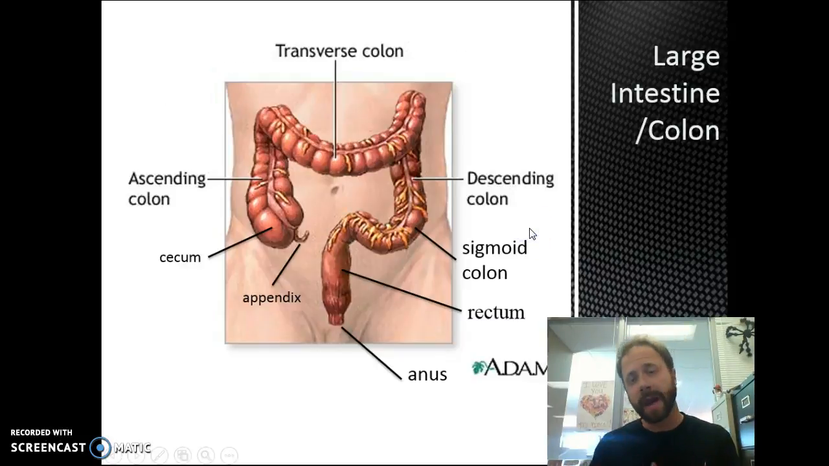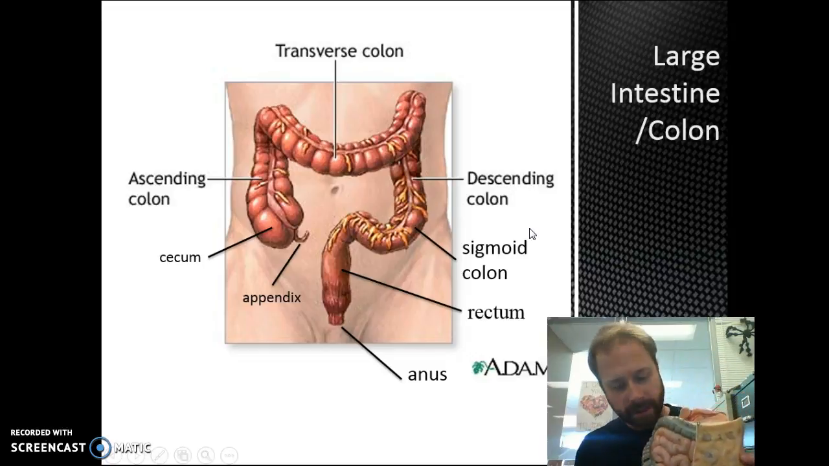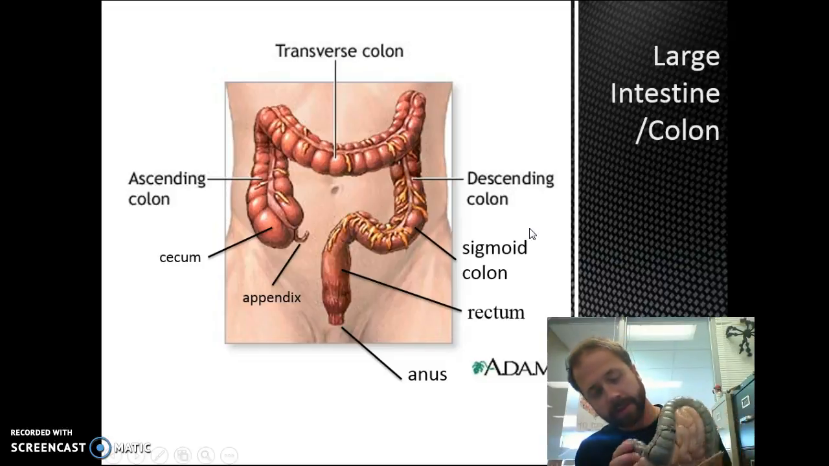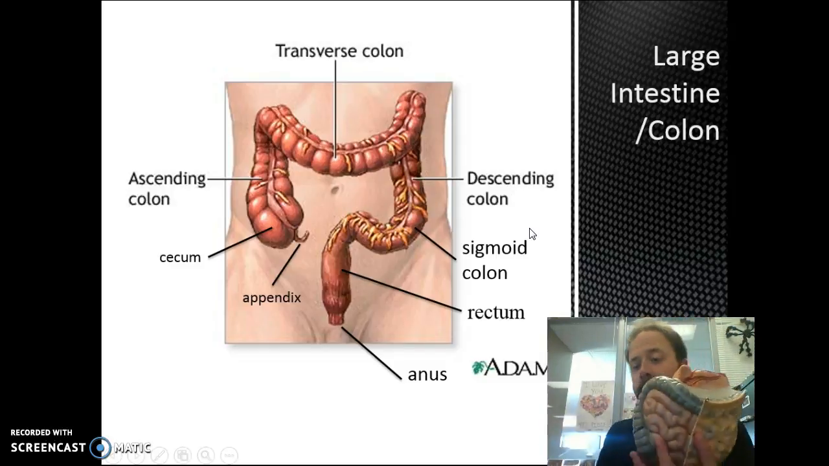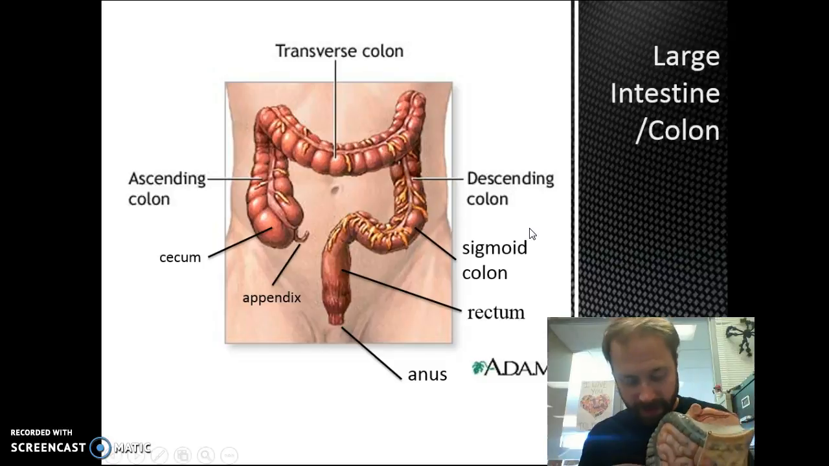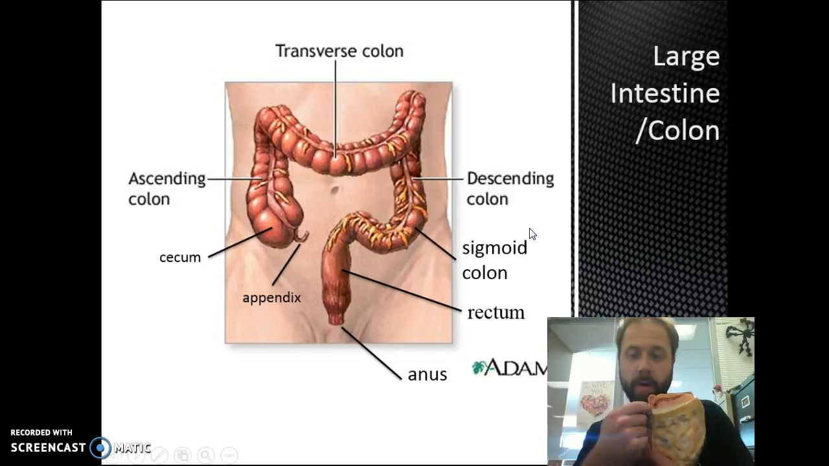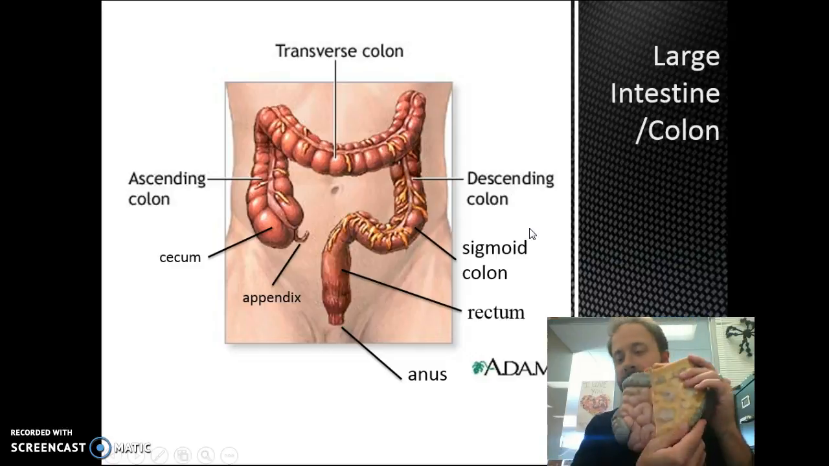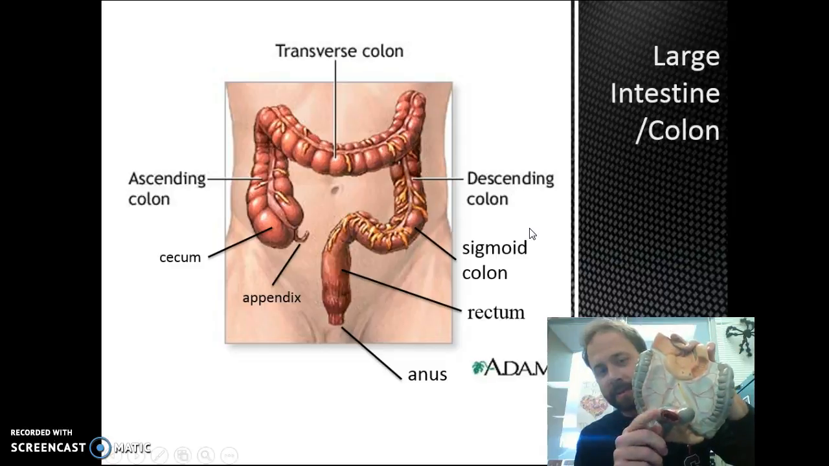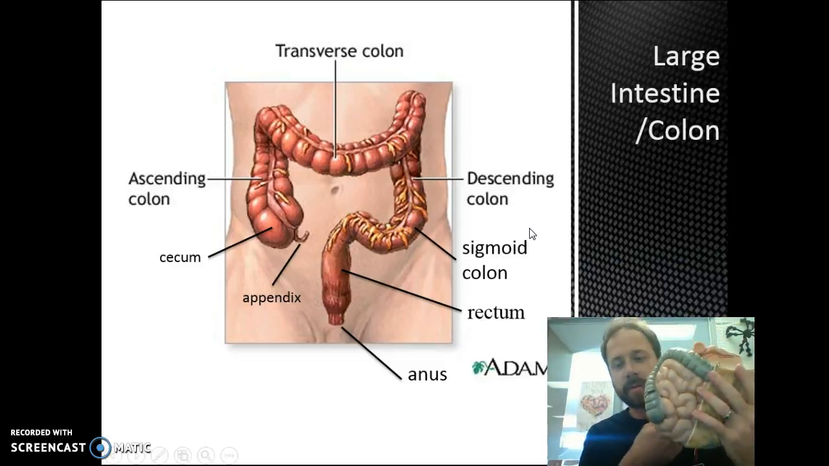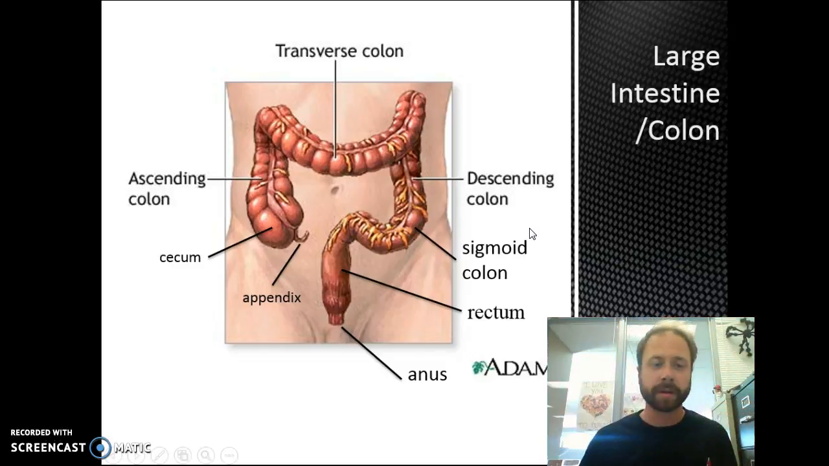All right, so now we've made it out of the small intestines, and now we're into the large intestines. Here's our model. Here's the large intestines. The large intestines are going to connect with the small intestines right here. And then from there, it's going to go up, over, down, around, and then go to the back here, and then out. That's the path we're taking with the large intestines. Now, take a look at our large intestines there.